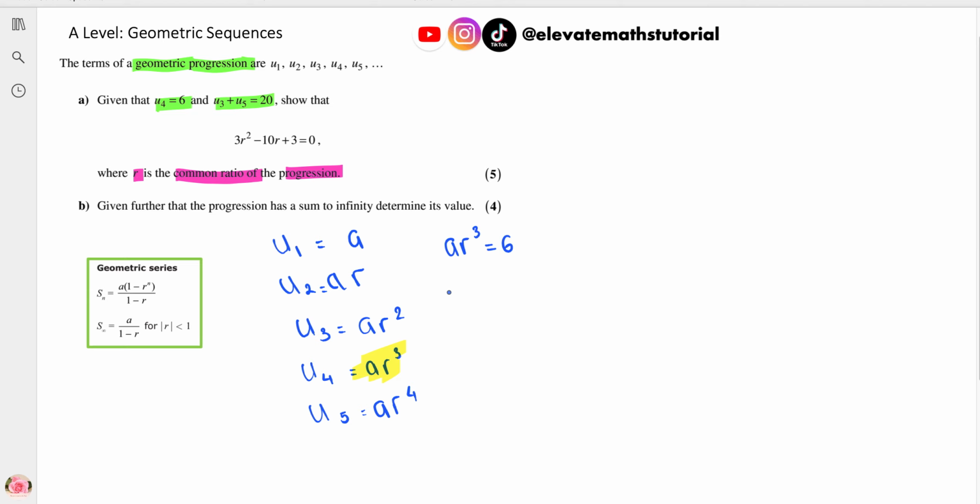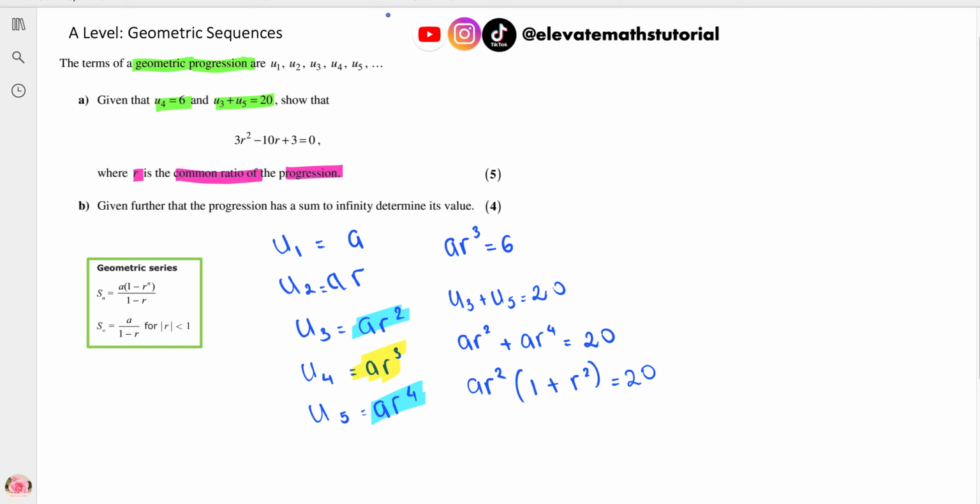And they've also said that U3 plus U5 is equal to 20. So U3 plus U5 are these two terms. So what we're going to write here is ar squared plus ar to the power of 4 is equal to 20. So let's simplify that a little bit. So ar squared is a common term. You can take that out. What you're going to end up in the bracket is 1 plus r squared is equal to 20.